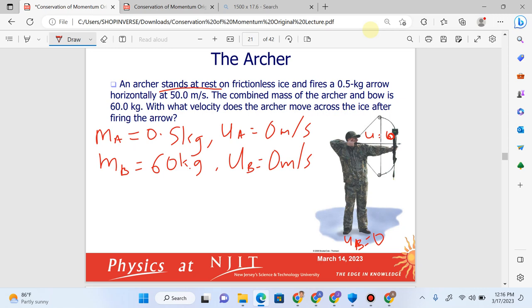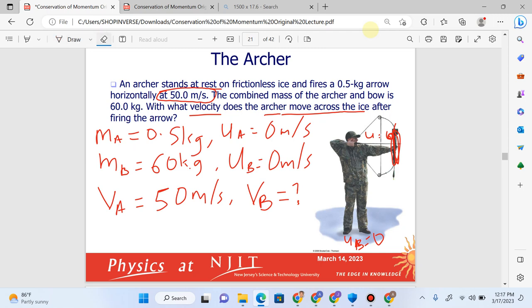What would be the final velocity? The final velocity of the arrow is 50 meters per second. The question says, with what velocity does the archer move across the ice? That means, what's the final velocity of the bow and archer? That's the question. You remember the archer would be holding onto the bow after firing the arrow. That's why we are adding the mass of the bow and the mass of the archer together. And the question has given us that mass as 60 kilograms.